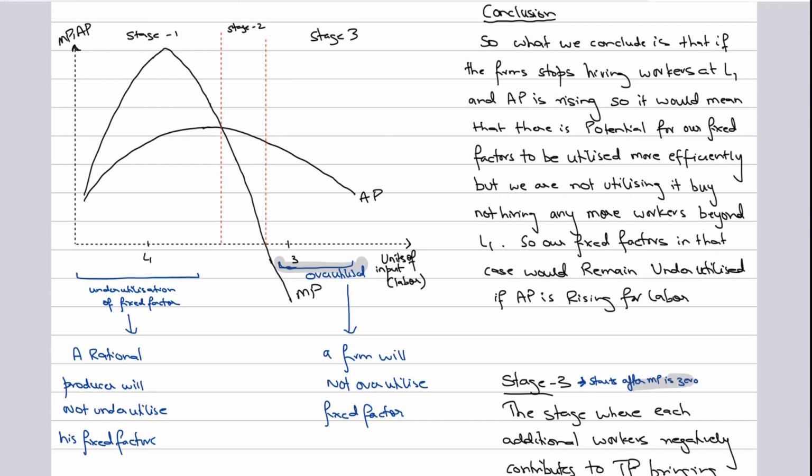And neither is overutilization. So because the firm will not want to be in stage three, neither would it want to be in stage one, then the only stage the firm would want to be in is stage two. That a firm would want to operate in stage two. So basically, you see this diagram.